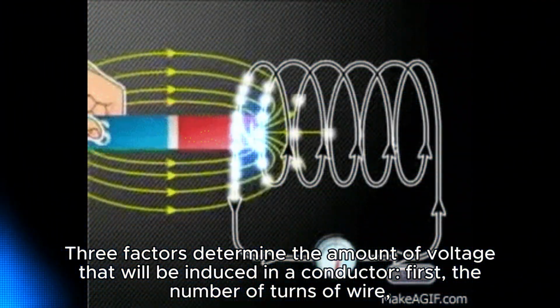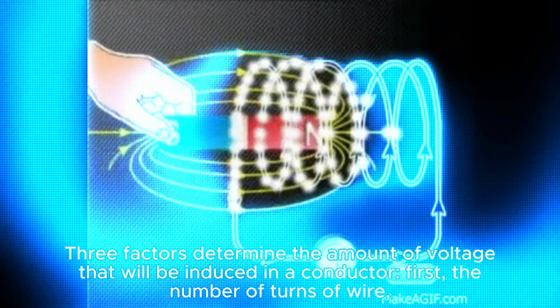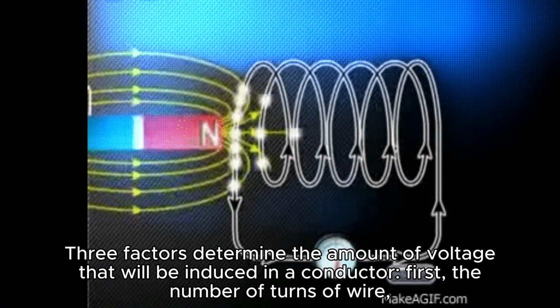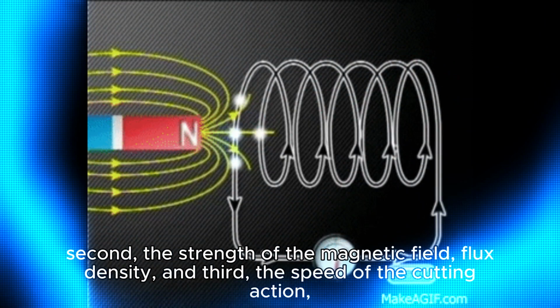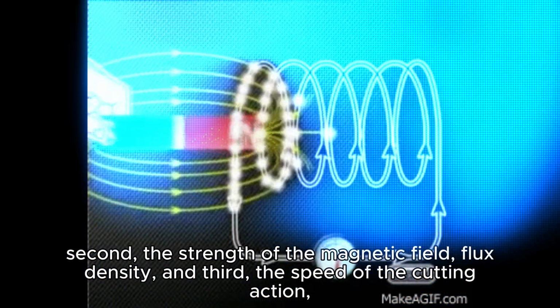Determining the amount of induced voltage: three factors determine the amount of voltage that will be induced in a conductor. First, the number of turns of wire. Second, the strength of the magnetic field, or flux density. And third, the speed of the cutting action.